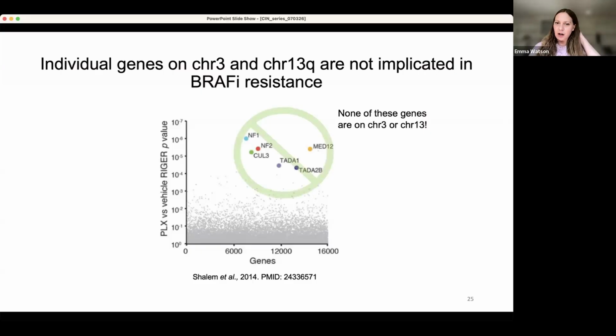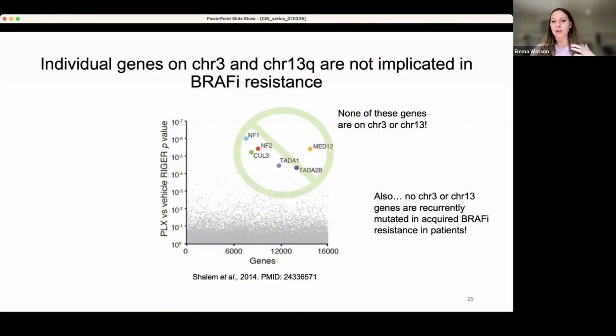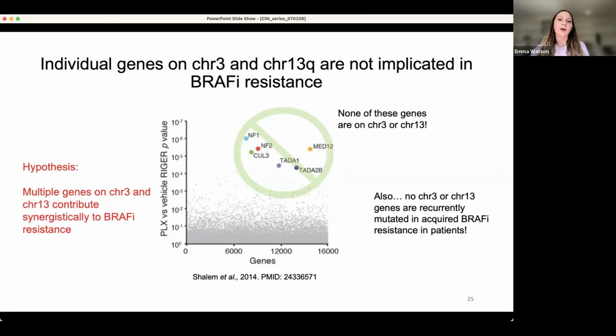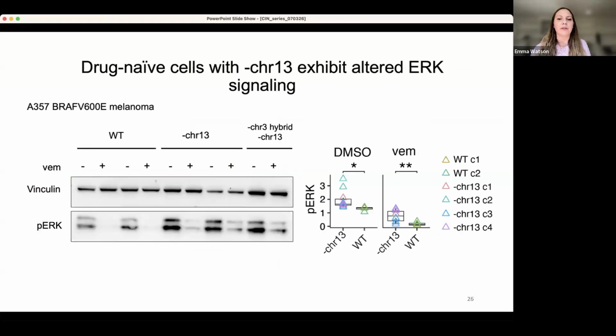So none of these genes are on chromosome 3 or 13. Also, no chromosome 3 or 13 genes are recurrently mutated in acquired resistance in patients. And so we hypothesized that maybe chromosome 3 or 13 may contain genes that are acting synergistically to confer BRAF inhibitor resistance. And so we checked the downstream output of the RAS-RAF-MEK-ERK pathway, which is phospho-ERK, in cells that are drug naive but have lost chromosome 13 or chromosome 3 and chromosome 13.